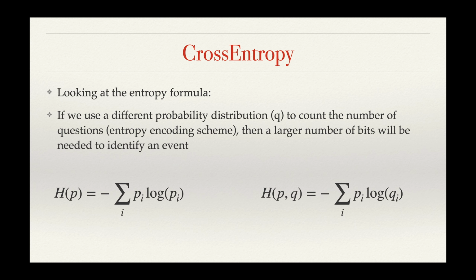The cross entropy is related to KL divergence. When we talk about the entropy itself, this was the formula of the entropy. Now, if we replace P_i there with another distribution, which is Q_i, then the entropy, called the cross entropy in this case, could also be used as a similarity measure between two distributions.